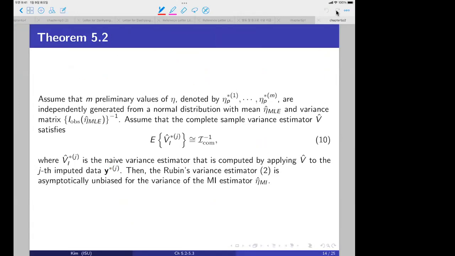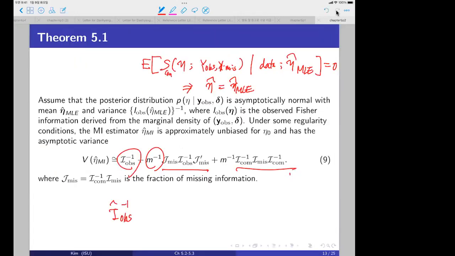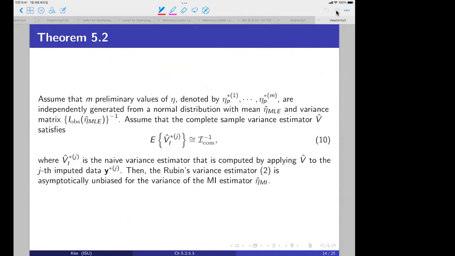Now, this one is about MI point estimation. Theorem 5.2 is about variance estimation. The result is that Rubin's variance estimator is asymptotically unbiased for the variance of the MI estimator.